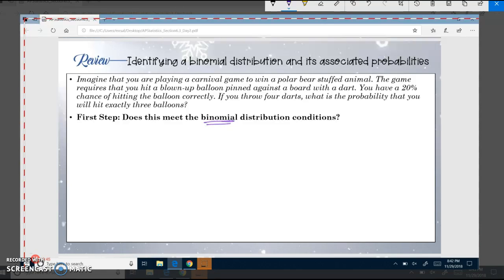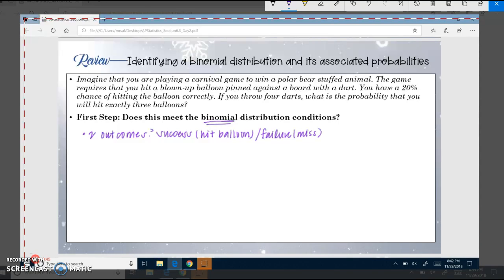There are a couple of things that we have to identify to know whether or not we can use the probability formulas that are associated with binomial probabilities. So what we want to check is, are there only 2 possible outcomes for each event? Here, our possible outcomes are a success, if you hit the balloon with the dart, or a failure if you miss the balloon.